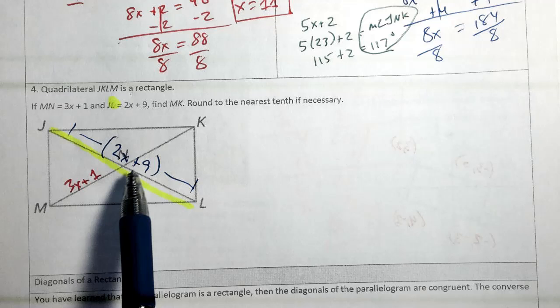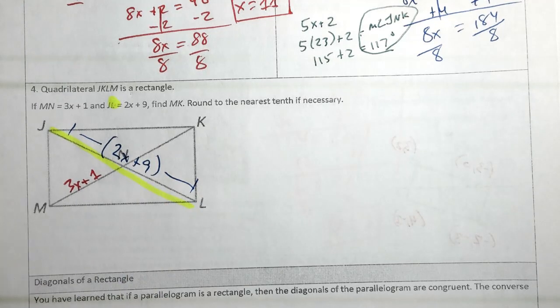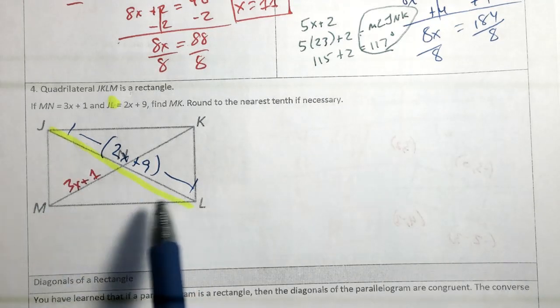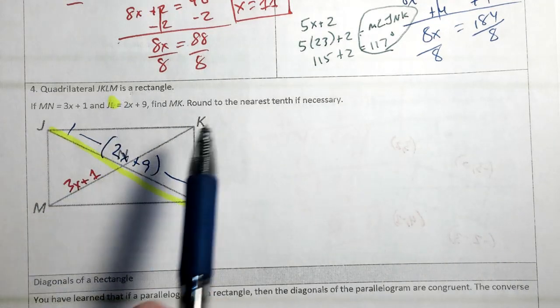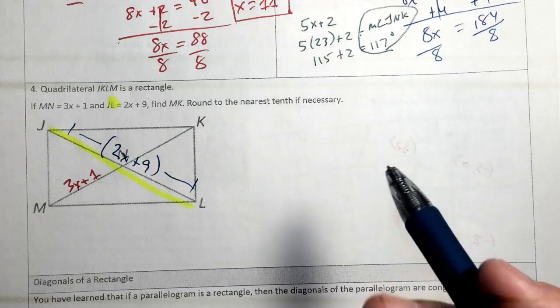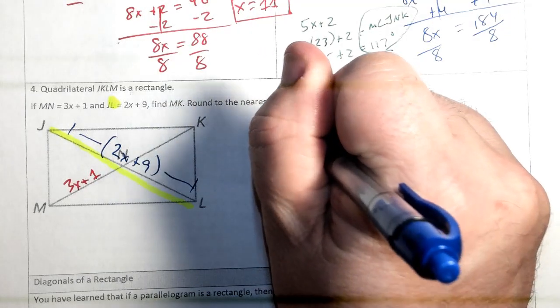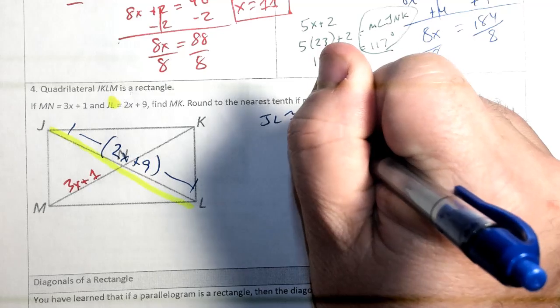Find MK. So MK is the whole thing. Round to the nearest tenth if you need to. All right. So, in this case, because it's a rectangle, the diagonals are congruent. So that means that JL is congruent to MK.